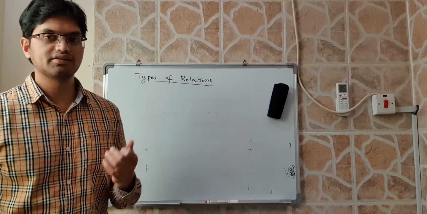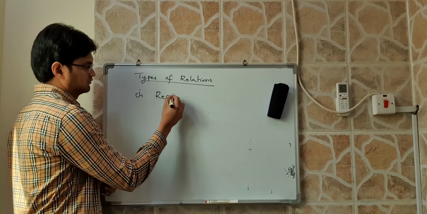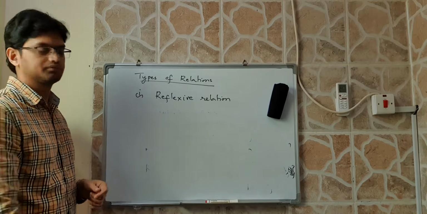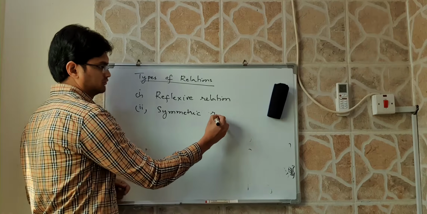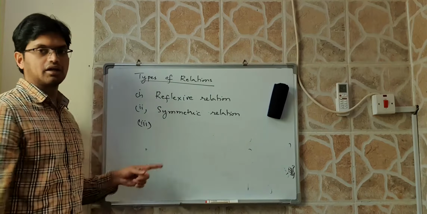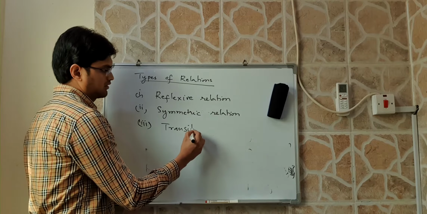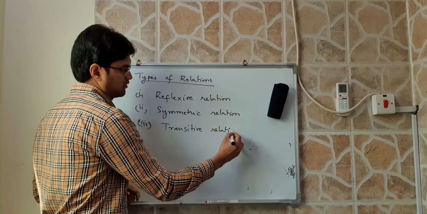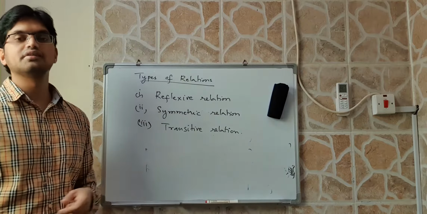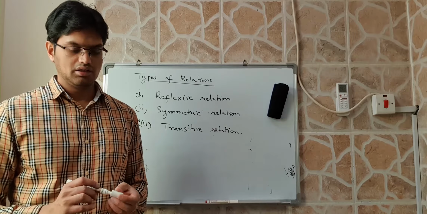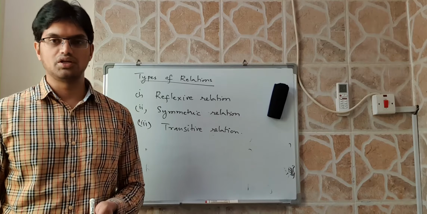The first one is the reflexive relation. The second one is the symmetric relation. The third one is the transitive relation. I'll explain them one by one. Let me start with the reflexive relation.